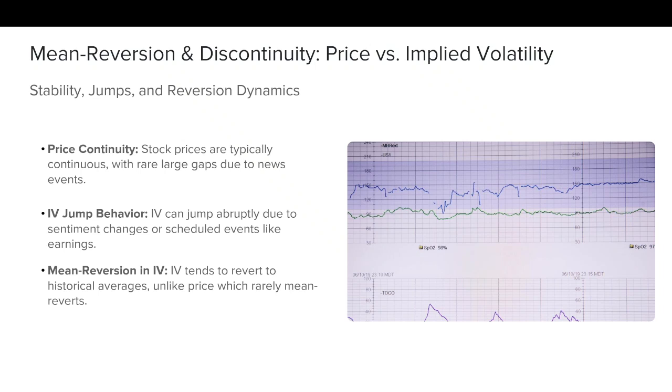Moreover, IV displays a strong tendency to mean revert, gravitating back to historical average after spikes. This predictable reversion behavior is in stark contrast to stock price behavior, which lacks strong mean reverting traits and is often directional or random walk-like.